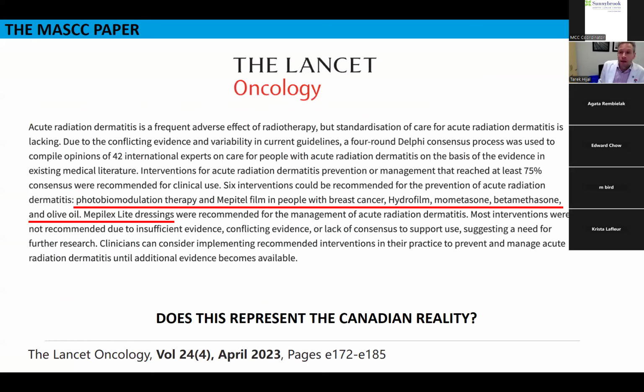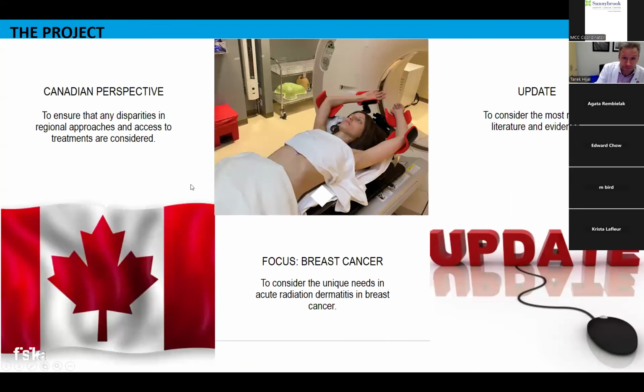And several of us here in Canada were surprised by the recommendations because they didn't align with what we do here in Canada. The word that we found surprising is that even olive oil, putting olive oil on the skin, was one of the recommendations, something none of us in Canada did or expected. So the question that came up was, does this represent the Canadian reality? Or even more, what is actually the Canadian reality?